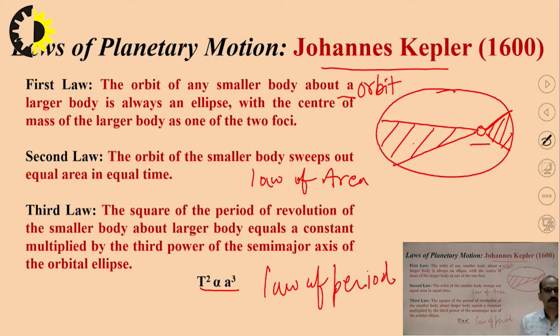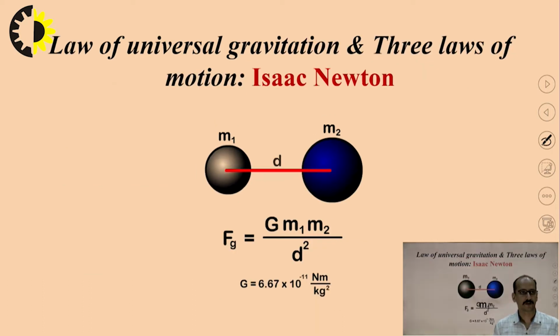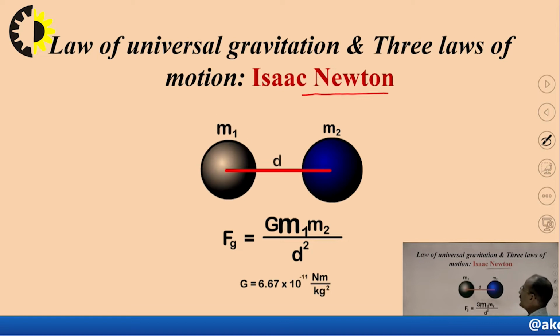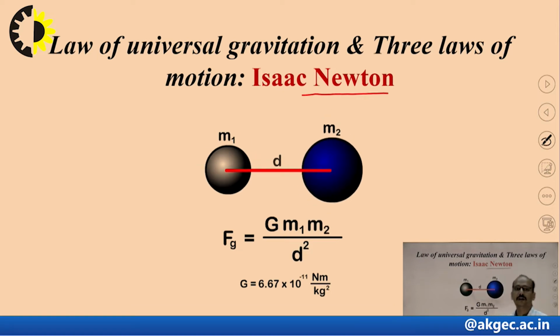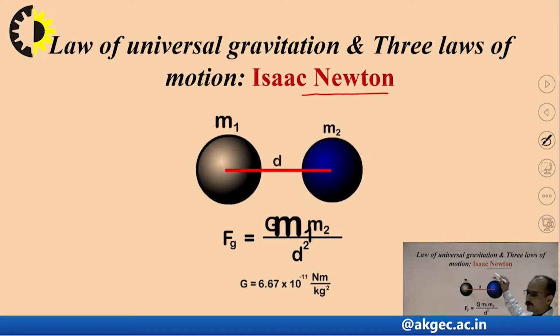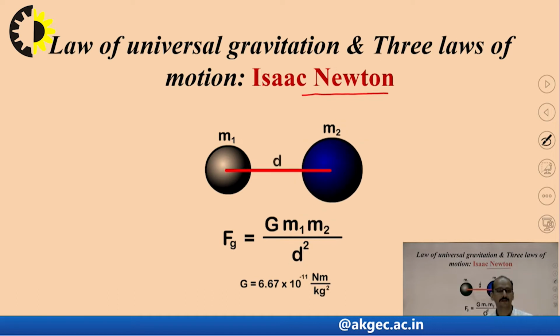But you can notice one thing here, Johannes Kepler gave these three laws without any type of mathematical expression. So then Isaac Newton came into the picture and he created three laws of motion that will help us to derive the orbit of the satellite.